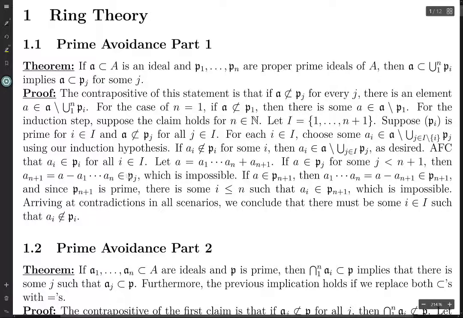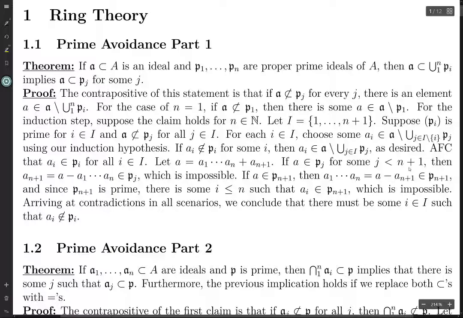So a_j appears in this product here. And we know that a_j is in A, but it's not in the union of all the other PIs. Wait, so then why is this in PJ? Oh, yeah, because a_j is in PJ for all j. We're assuming that for contradiction.